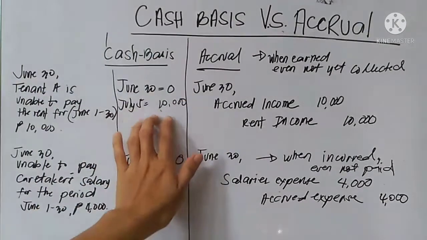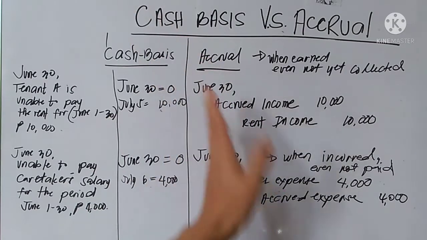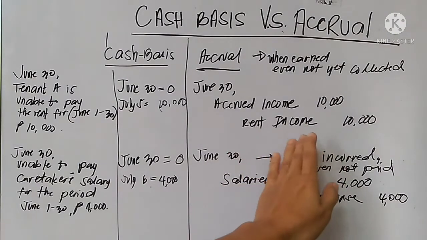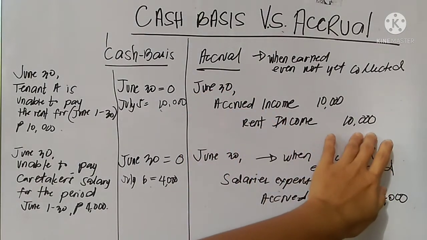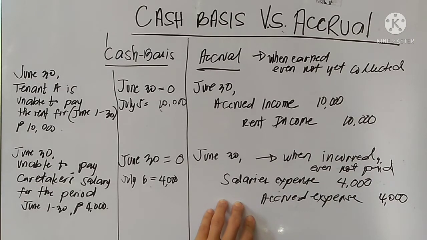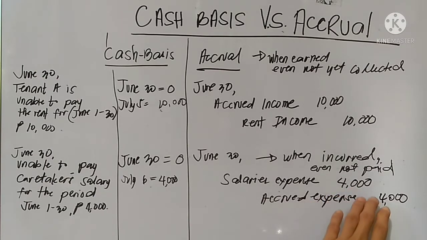Kaya under the cash basis, wala tayong income for June 30. But under the accrual accounting, nagmamatch talaga yung ating pagre-record. So June 30, meron tayong rent income na 10,000 pesos. And then also under the expenses, same story, meron din tayong nare-recognize na 4,000 pesos. So, ibig sabihin, the accrual accounting is really following the matching principle of the GAAP, the generally accepted accounting principles. That is why only the accrual accounting is allowed by the GAAP.